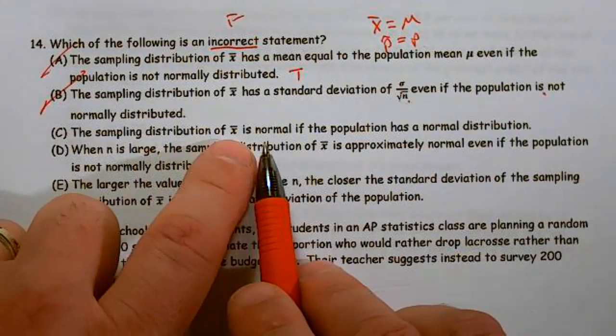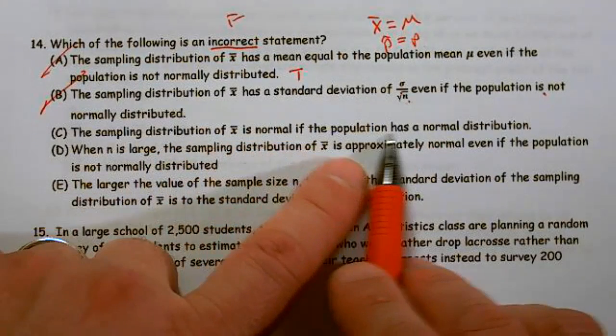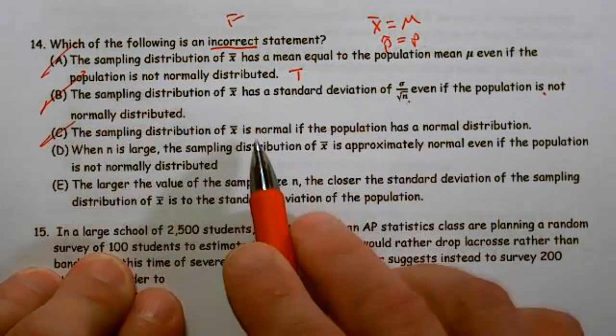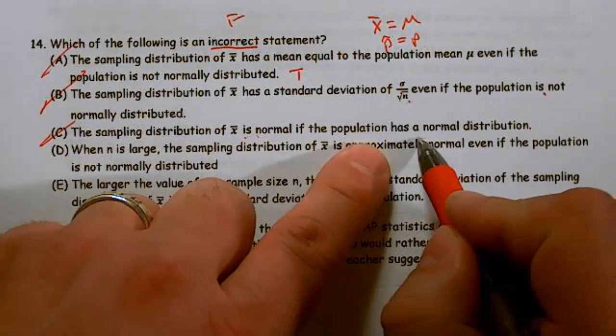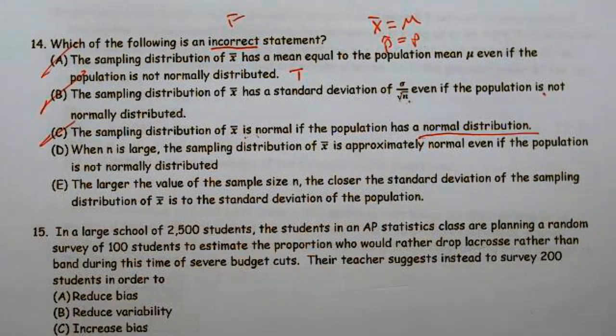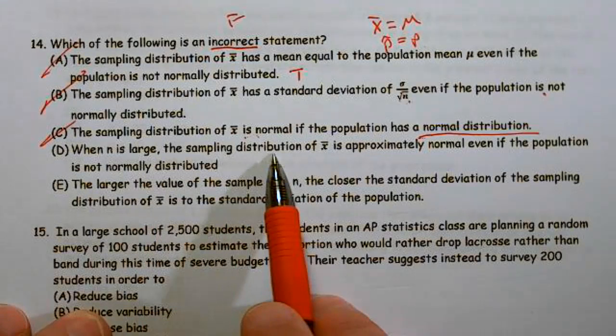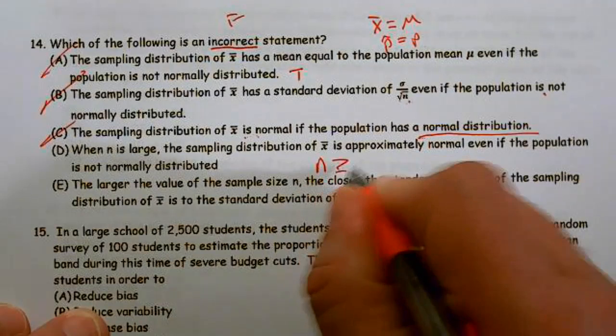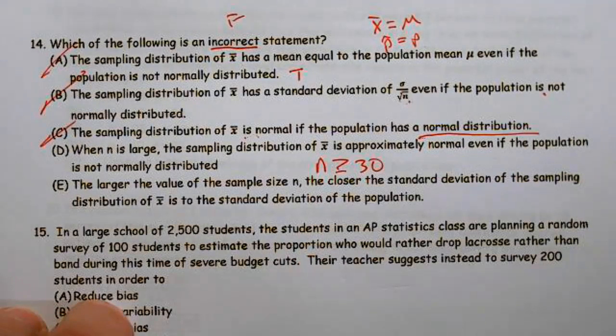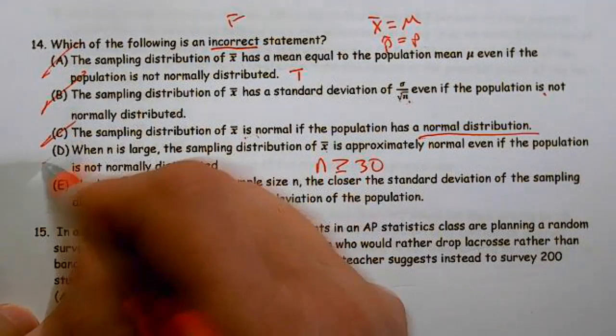The sampling distribution of X bar is normal if the population has a normal distribution. That is true. The sampling distribution is normal, regardless of the sample size, if the underlying population is normal. Because remember, the sampling distribution follows the underlying distribution, and if the underlying distribution is normal, then obviously it's normal. When n is large, the sampling distribution of X bar is approximately normal. That's true. We define n as large as n greater than or equal to 30. So if n is 30 or greater, X bar is approximately normal.